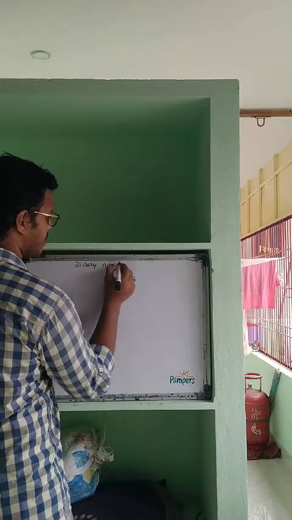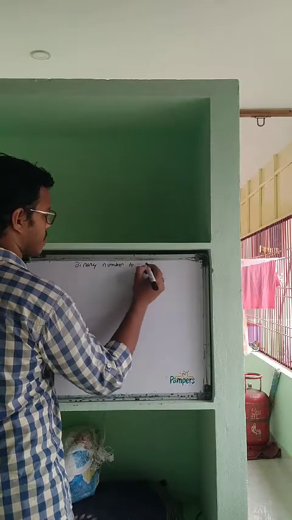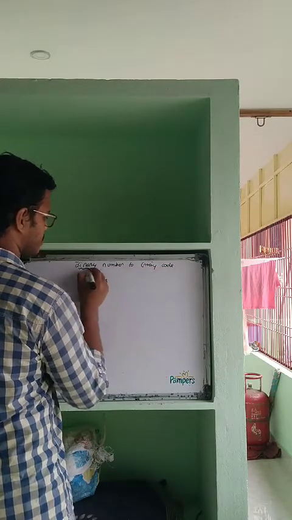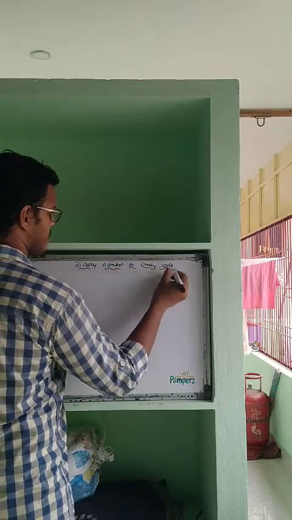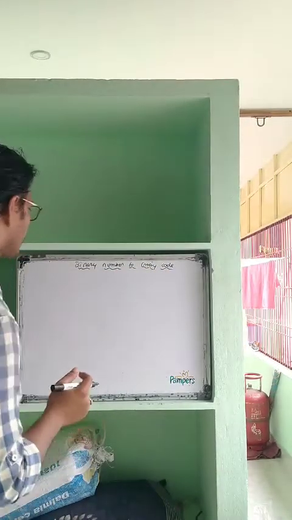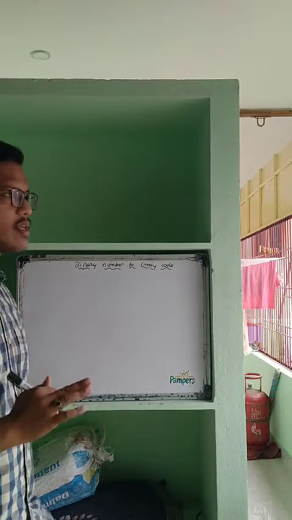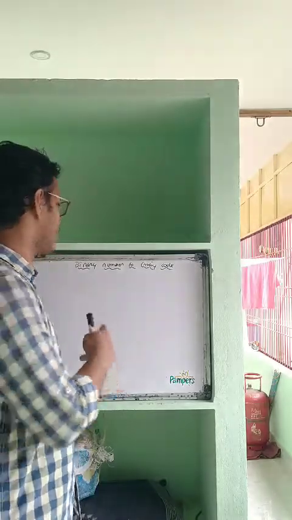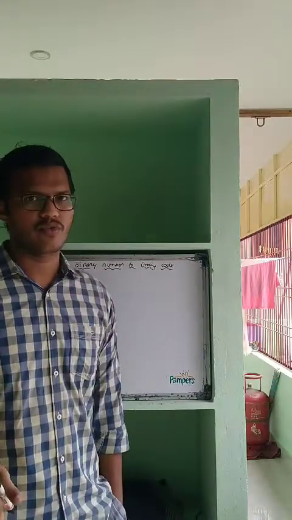Binary number to gray code. So, binary number to gray code. We have to remember three points to solve the binary number to gray code conversion.